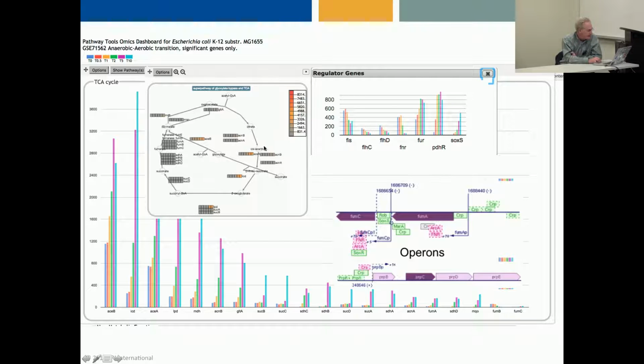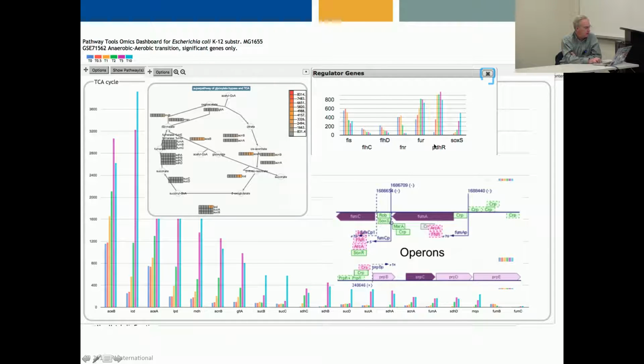It starts out gray, and then the colors go. Gray means very little expression, red means lots of expression, so this one is increasing over time. They're almost all increasing over time because this pathway is not used during anaerobic growth, but it's used during aerobic growth. Here we're seeing the organization of these genes in operons, essentially how they're clustered on the DNA.